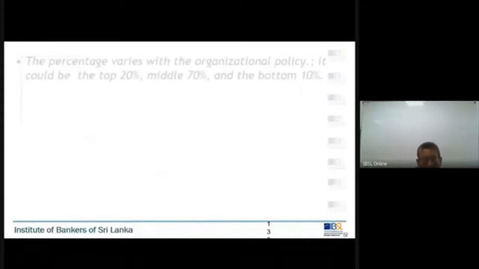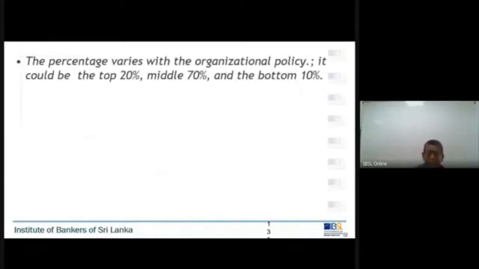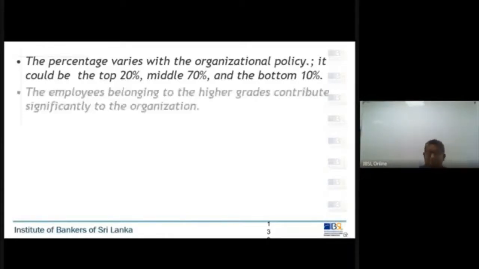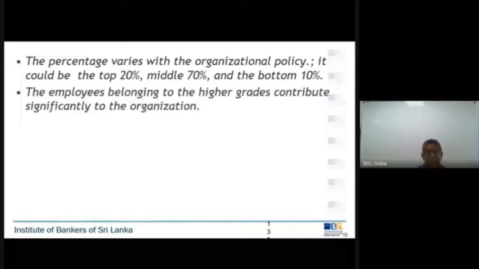Then what happened? The percentage varies with the organizational policy. The banking policy, I know, they say 20% top, middle 70, and bottom 10. So that means average performers are 70, top performers are 20, bottom performers are 10. So the employees belong to the higher grades. Now they have identified those who contribute significantly to the organization, who come under the 10% category, right?